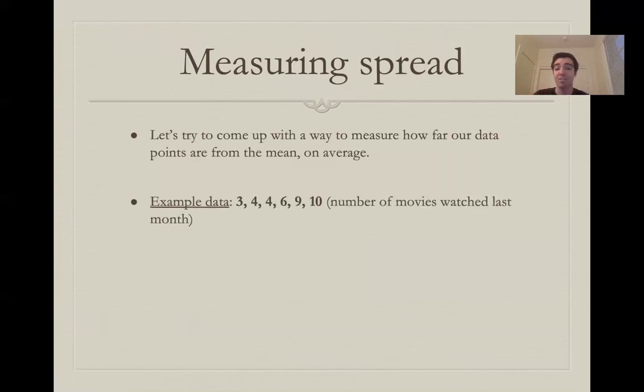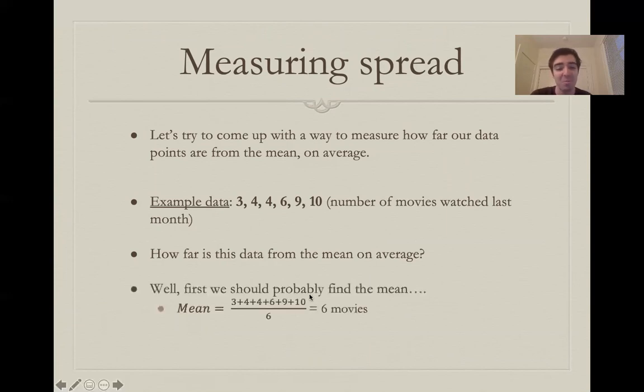Let's say that you ask some friends how many movies they watched last month. You get 3, 4, 4, 6, 9, 10. If we're trying to measure how far this data is from the mean on average, we should probably first figure out what the mean is. So the mean here is just going to be add them all up, divide by 6. The mean of this data set is 6 movies. So on average, your friends are watching 6 movies a month.